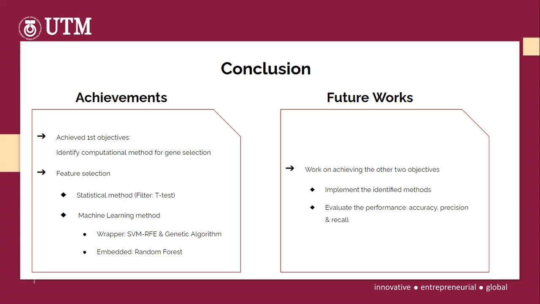In conclusion, the first objective, which is to identify the computational method for gene selection, has been successfully achieved. The computational methods that have been identified are feature selection, which are statistical method, filter t-test, and also machine learning methods, which are wrapper, SVM-RFE, and genetic algorithm, as well as embedded, which is random forest.